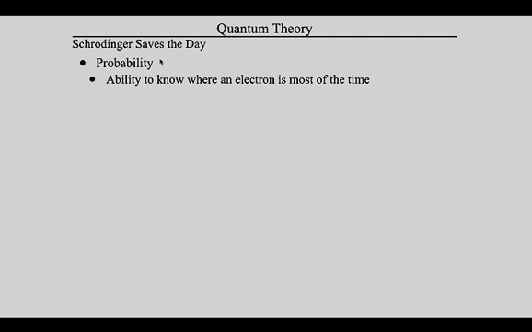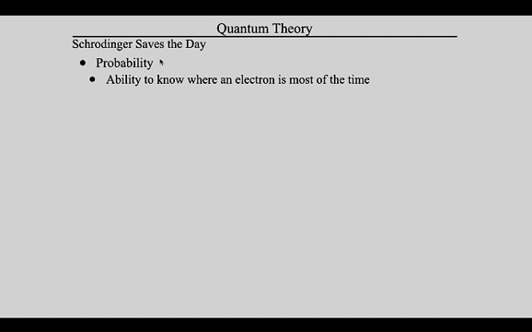So guys, here's the question. How did Schrodinger figure out where the electrons would probably be? How did he do it? What research did he do? He didn't do anything in lab, right? What did Schrodinger do? Math.